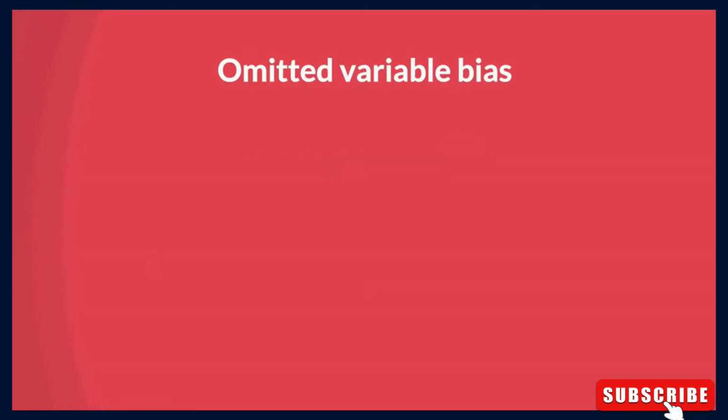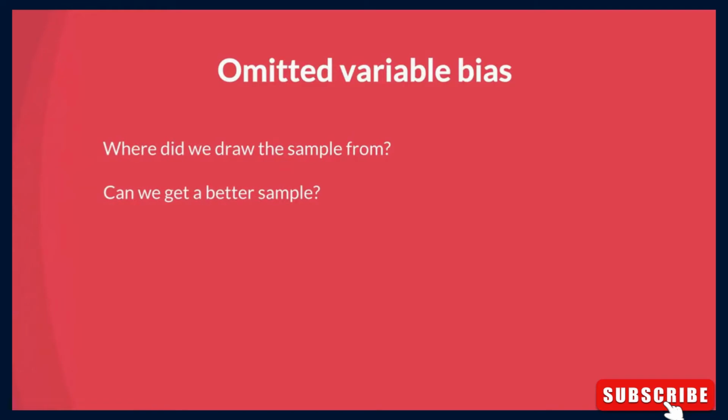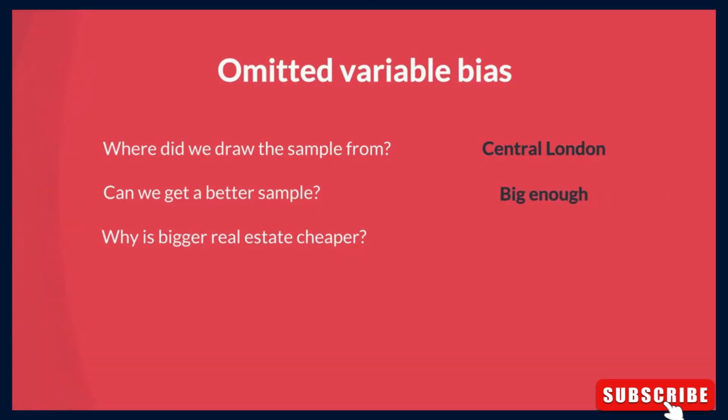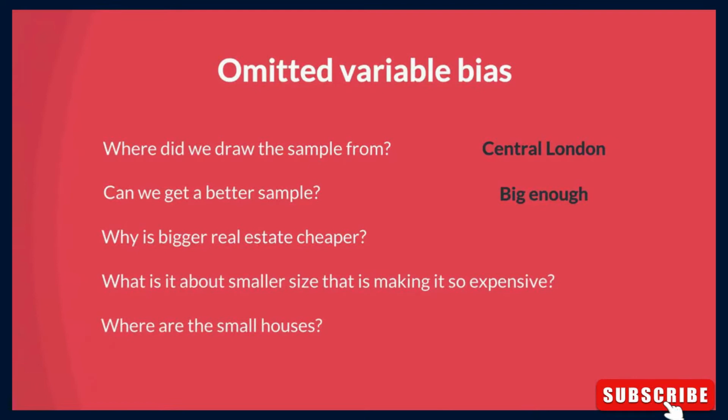Critical thinking time. Where did we draw the sample from? Can we get a better sample? Why is bigger real estate cheaper? Alright, let me give you more information. The sample comprises apartment buildings in central London and was large. So the problem is not with the sample. What is it about smaller size that is making it so expensive? Where are the small houses? There is rarely construction of new apartment buildings in central London.